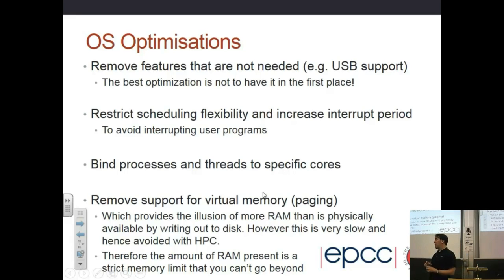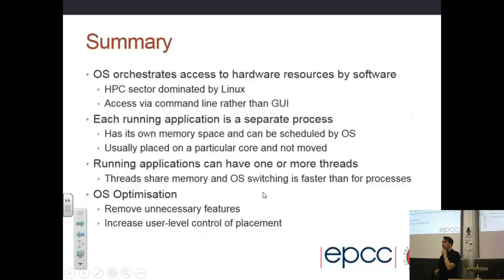We also turn off things like virtual memory and paging and such like. If your laptop starts running out of memory, it will page to disk and swap out stuff it doesn't want. That's very slow. You don't want to do that. Most HPC systems, if you're on an 8 gigabyte node and you try to allocate 9 gigabytes, will just crash and say, I don't have it. You probably don't want virtual memory because it will slow you down. So flexibility and ease of use is sacrificed for speed. So, summary, I went through that quickly, but in general, the operating system is there to mediate the access between software and hardware, the user's interaction.